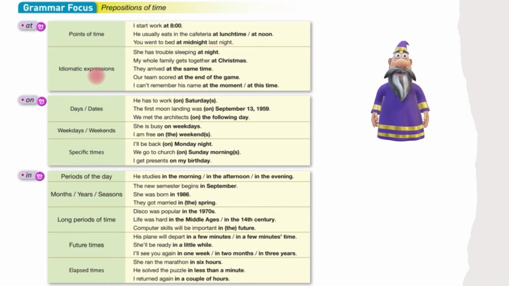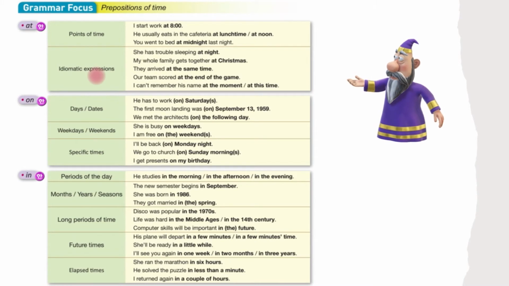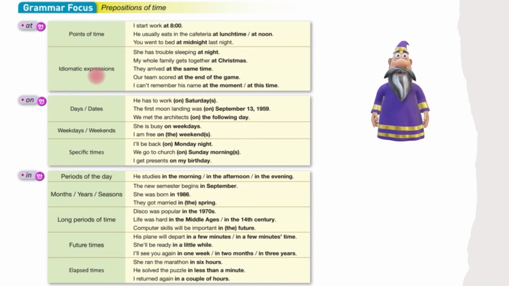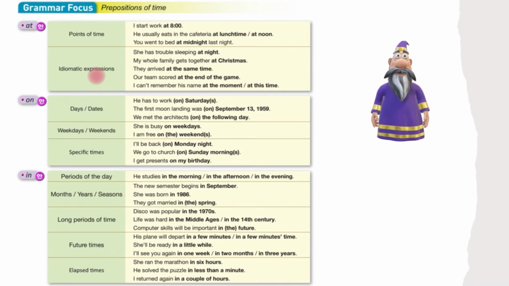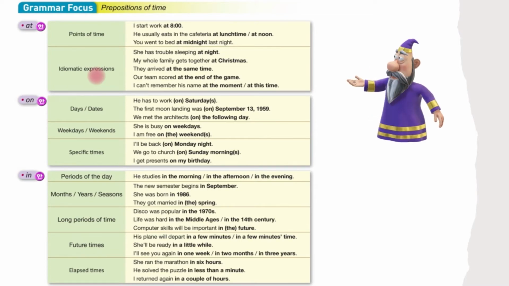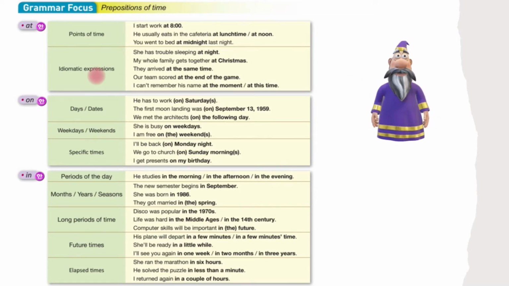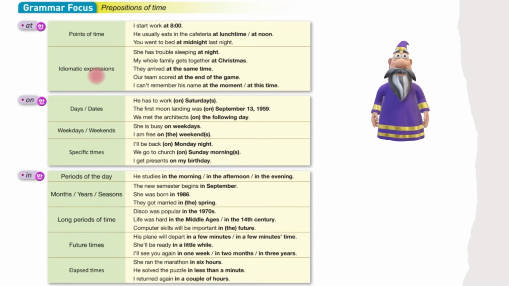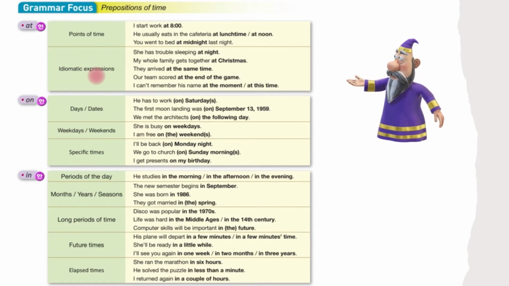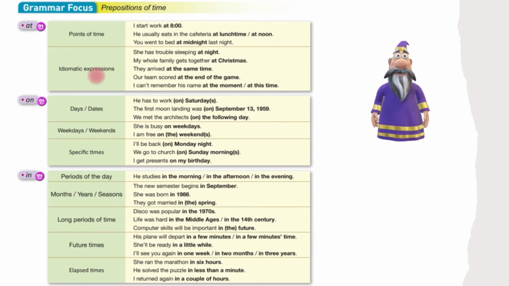This one's a difficult one because you can say at the end of the game, but that's impossible because the whistle would have blown to end the game. So it had to happen slightly before the end of the game. At the end of the game means close to the end of a game. In the final moments. I can't remember his name at the moment. At the moment means now. Or at this time means now. Precisely.